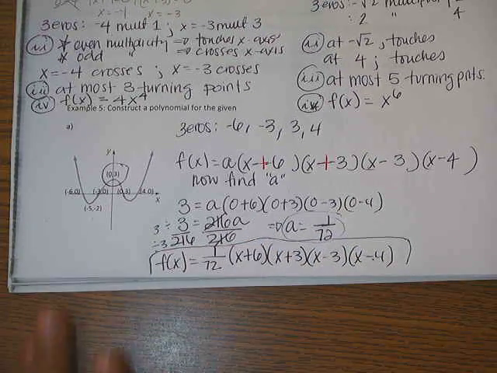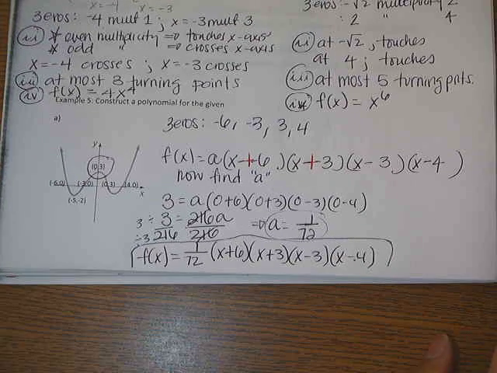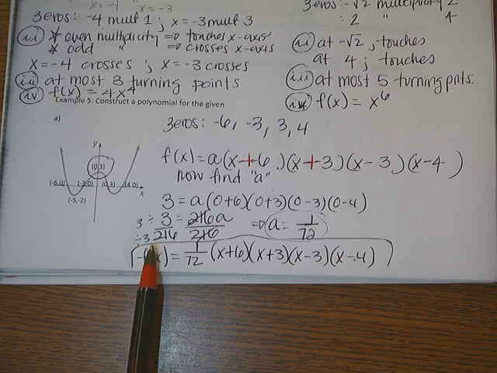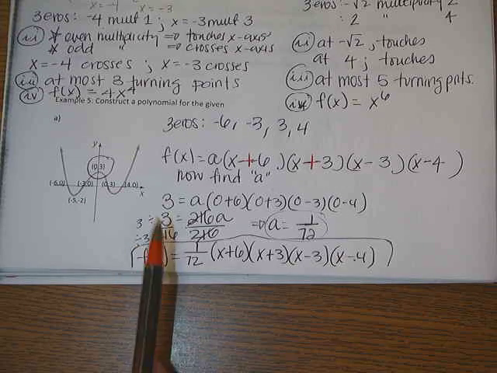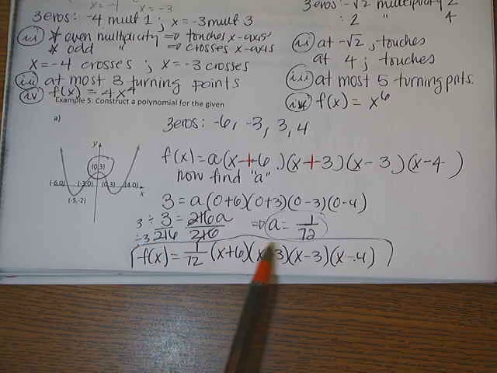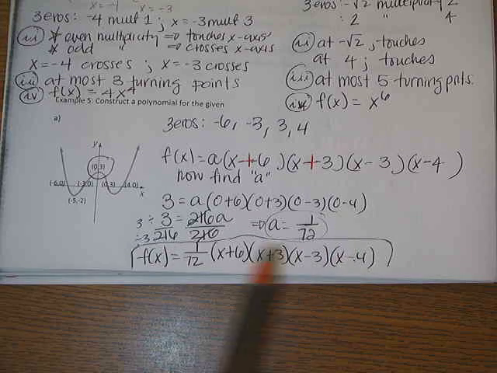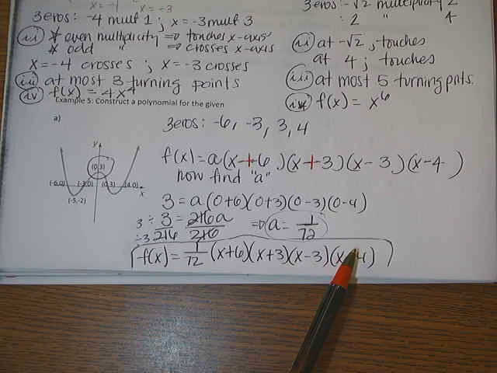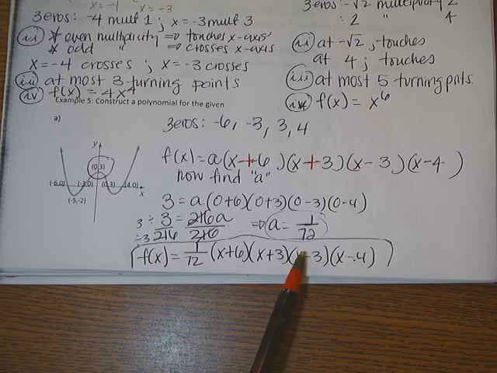Okay, now because you are listening, I'm going to remind you, if you have a power of 4 or higher, like 4 or 5 or 6, you do not need to multiply these out. You can leave these in factor form. It's going to save you so much time.